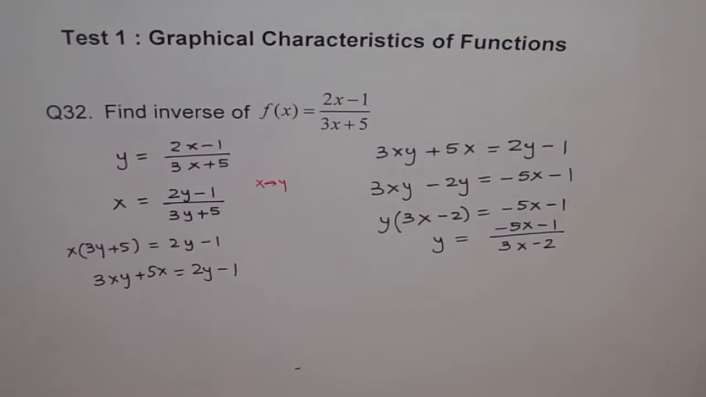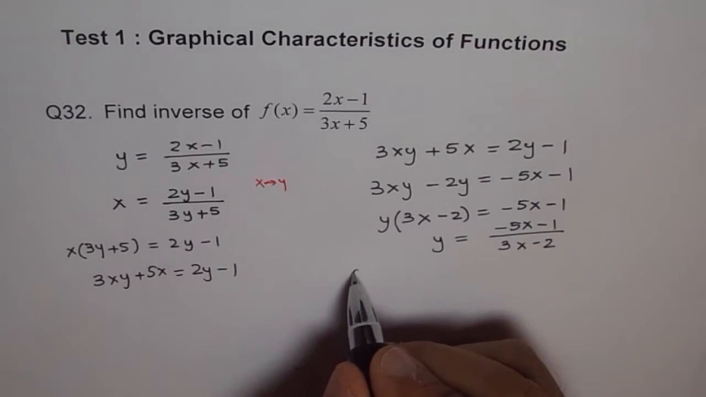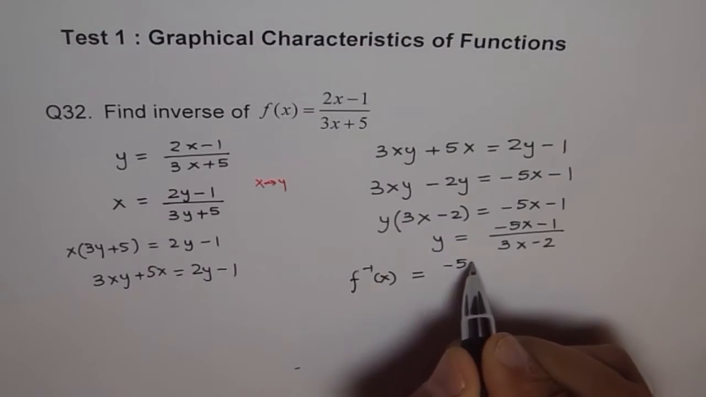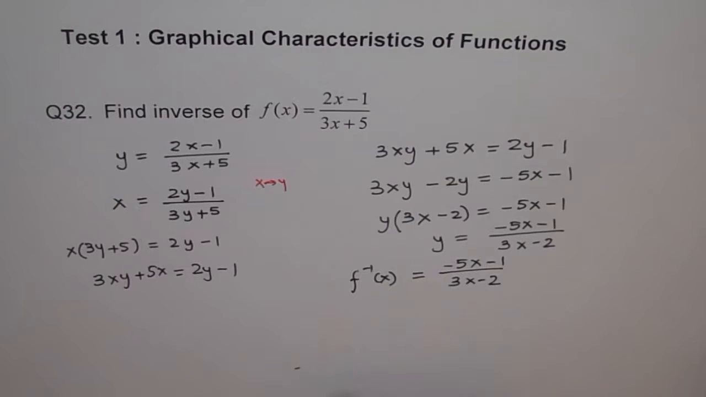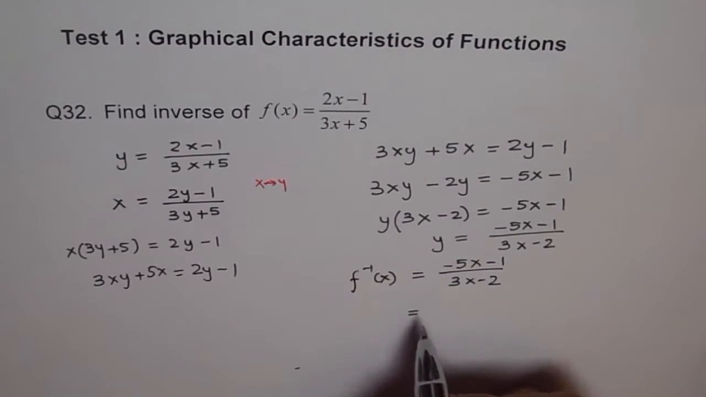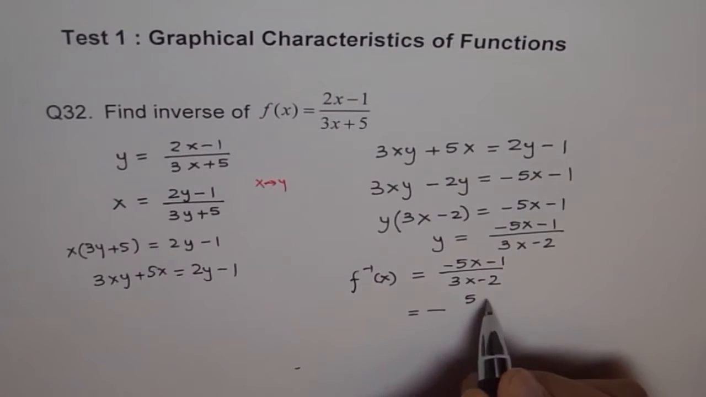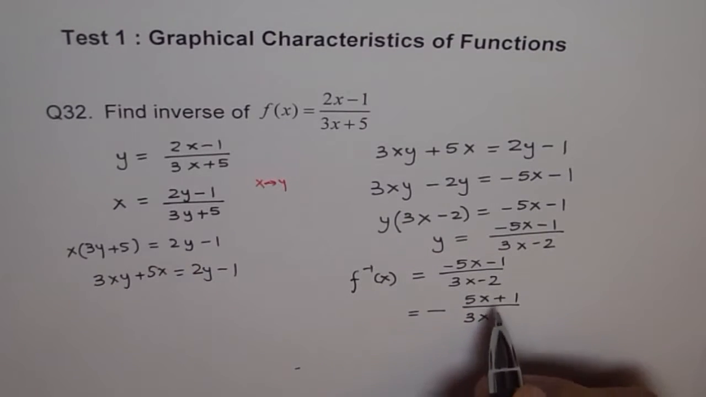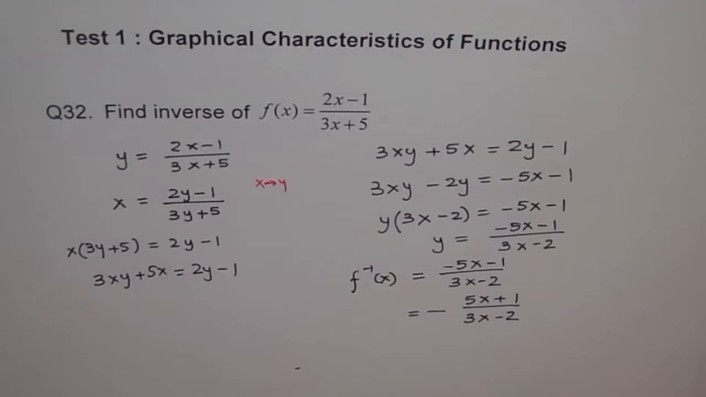Do you get it? So now we have isolated y. And since we have isolated y, we can write this as the inverse of this function. So we say f inverse of x is equal to minus 5x minus 1 over 3x minus 2, right? At times, you can also take minus common from here and write minus 5x plus 1 over 3x minus 2, correct? So that becomes our answer as the inverse function.